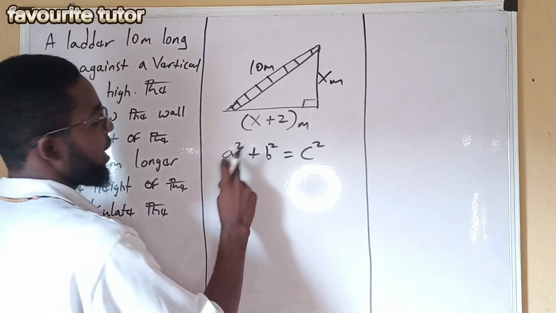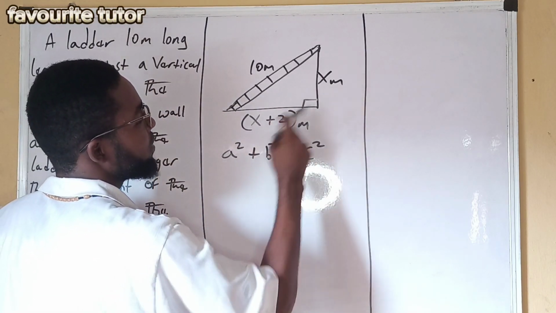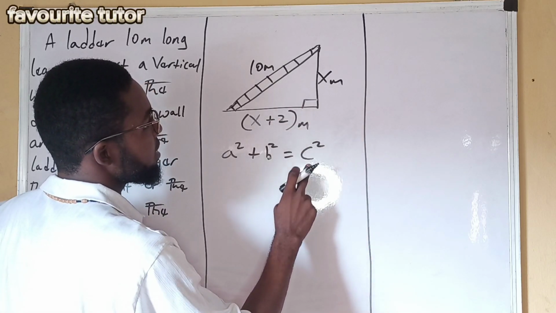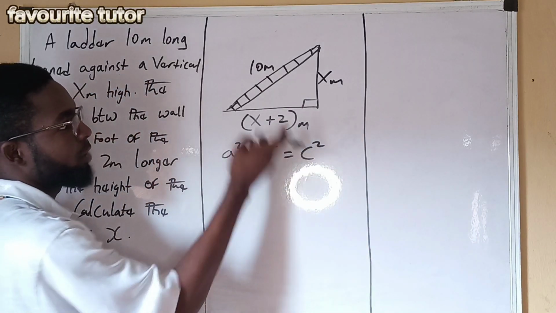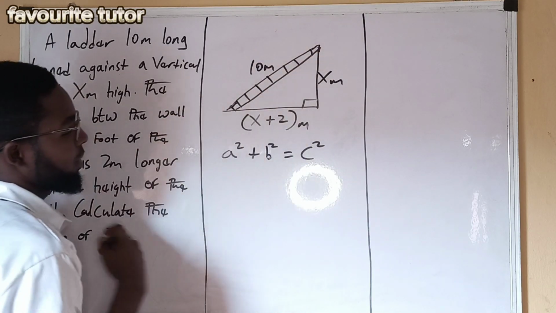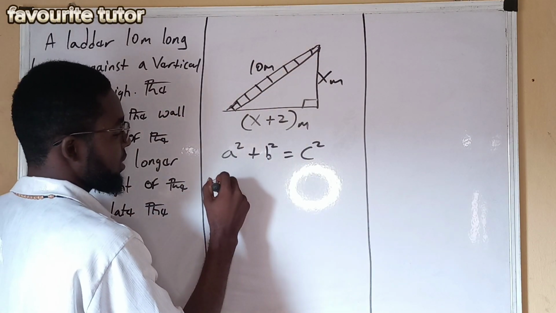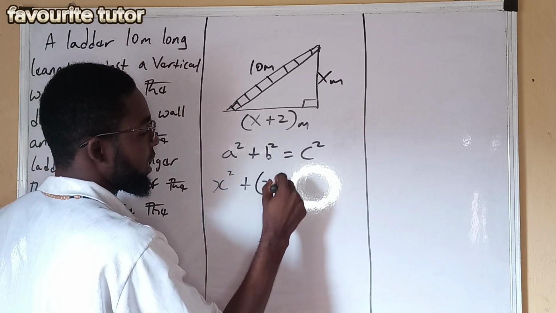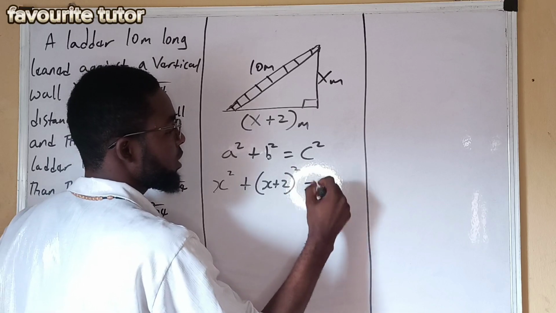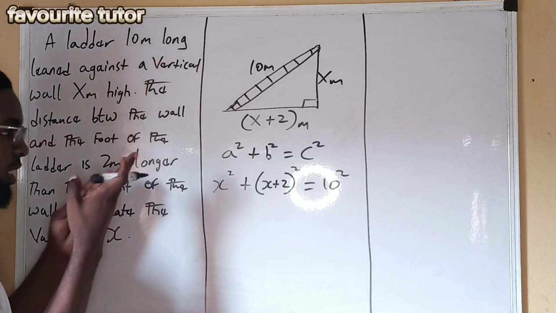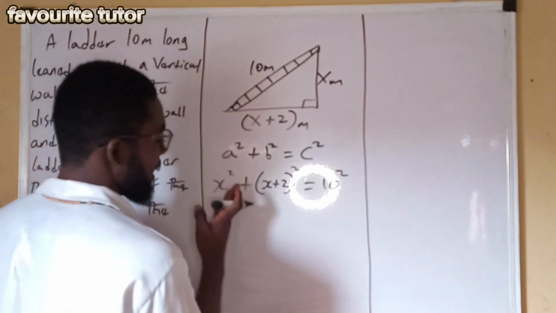A and b can be either of these two sides. Then c is always the longest side of the triangle, which is the slant side. So this is x squared plus b, which is (x plus 2) raised to the power of 2, equals c, which is 10 squared. Now this is the equation.